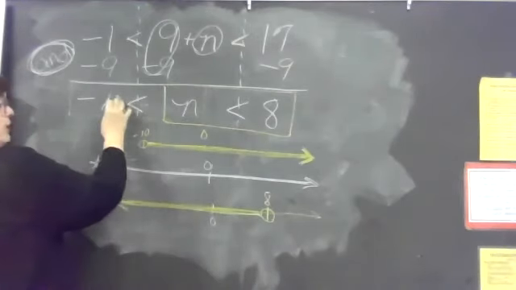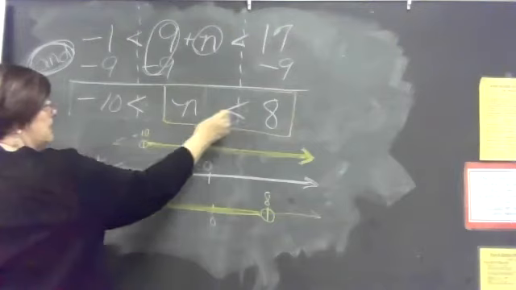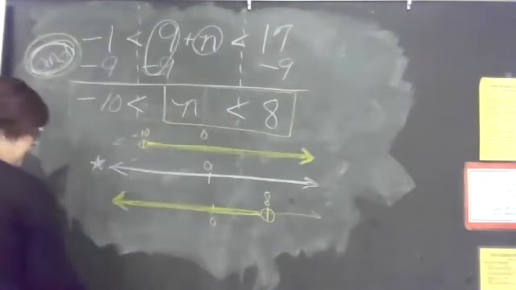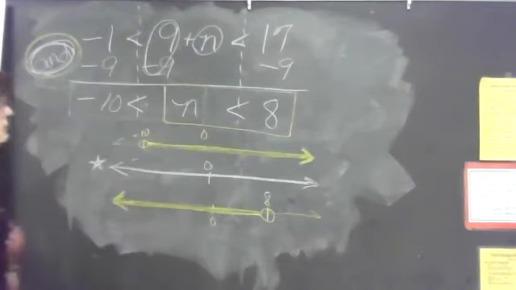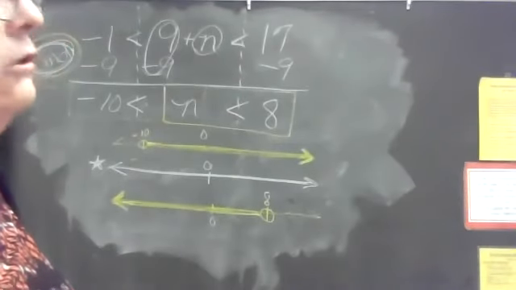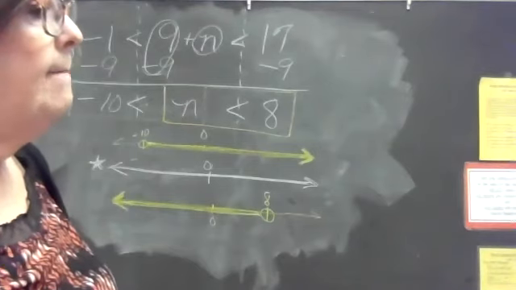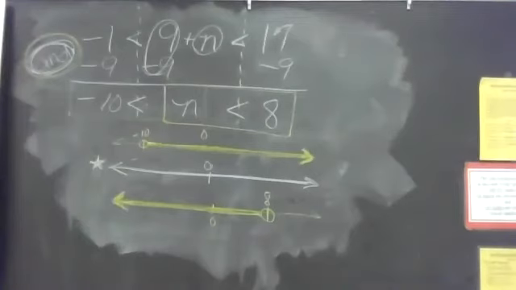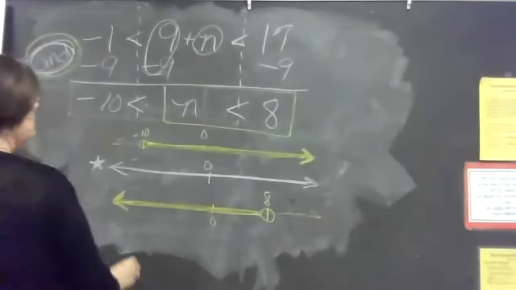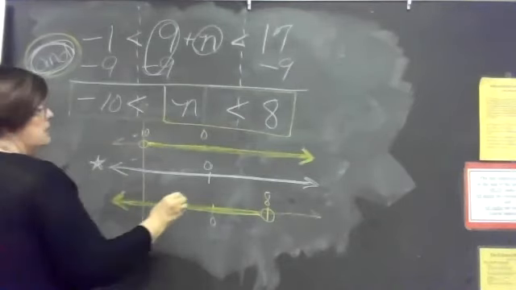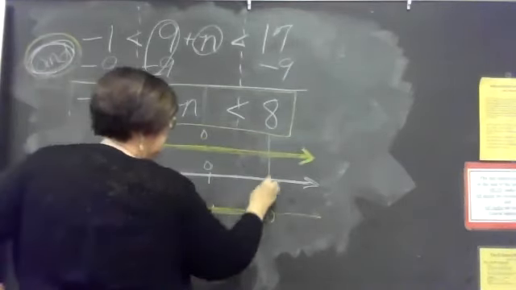So now that I have both of these graphed separately, I need to look here. What does "and" tell me to do? Color everything? No, the "or" is everything. And "and" is overlap. So what I need to do, here's the end of this one, and here's the end of this one.